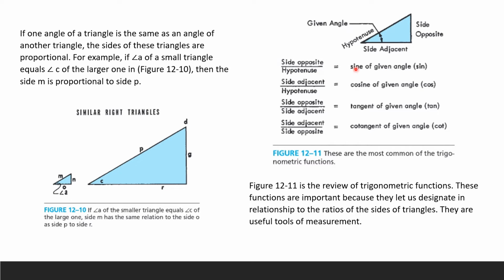All you have to do is divide this opposite side by the hypotenuse. If you want cosine, divide the adjacent side by the hypotenuse. And if you want tangent, you're going to divide the opposite side by the adjacent side. If you want cotangent, you're going to divide the adjacent side by the opposite side. Make sure you get all of these ratios.